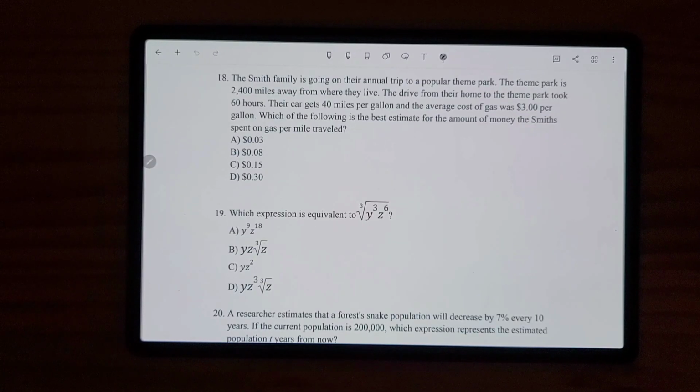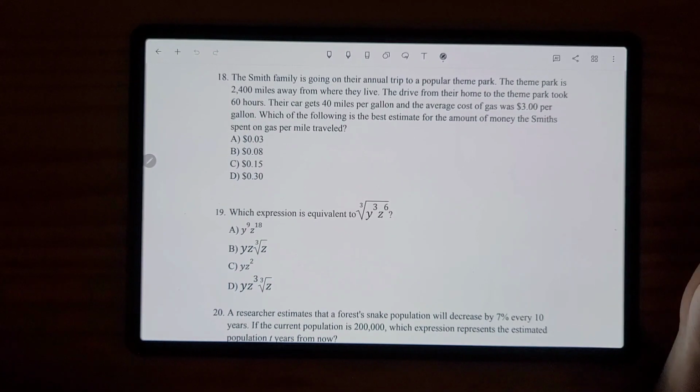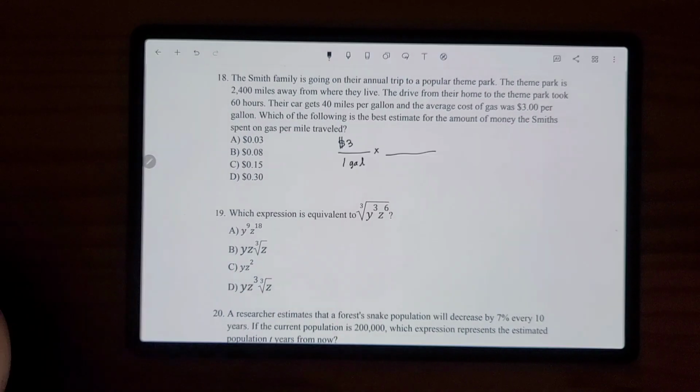Pause to read 18 if you haven't already. So we want to find the best estimate of the amount of money the Smiths spend on gas per mile traveled.